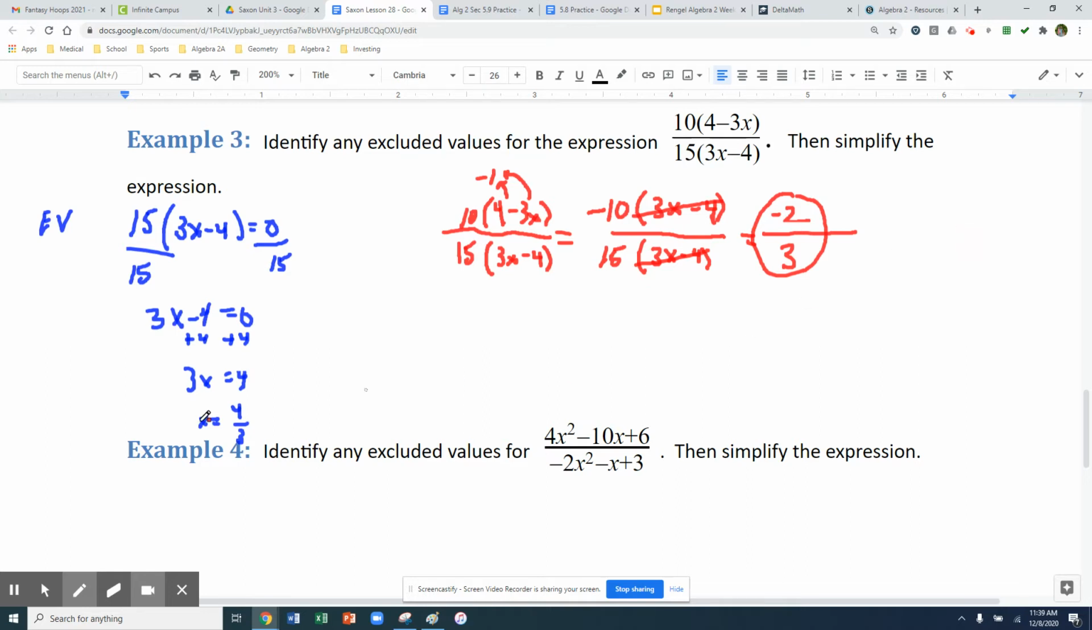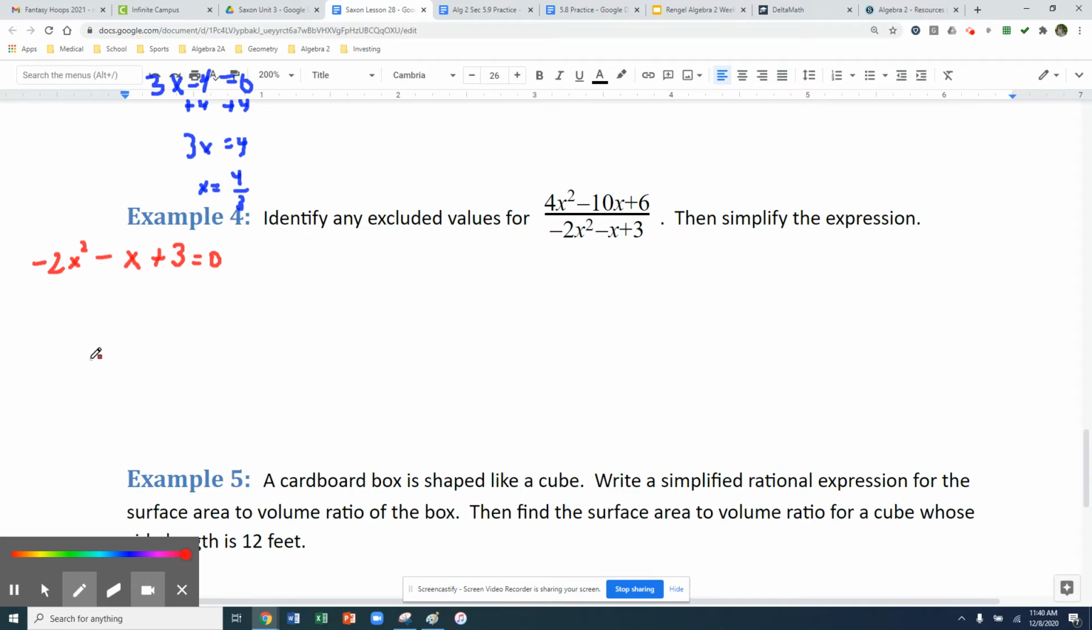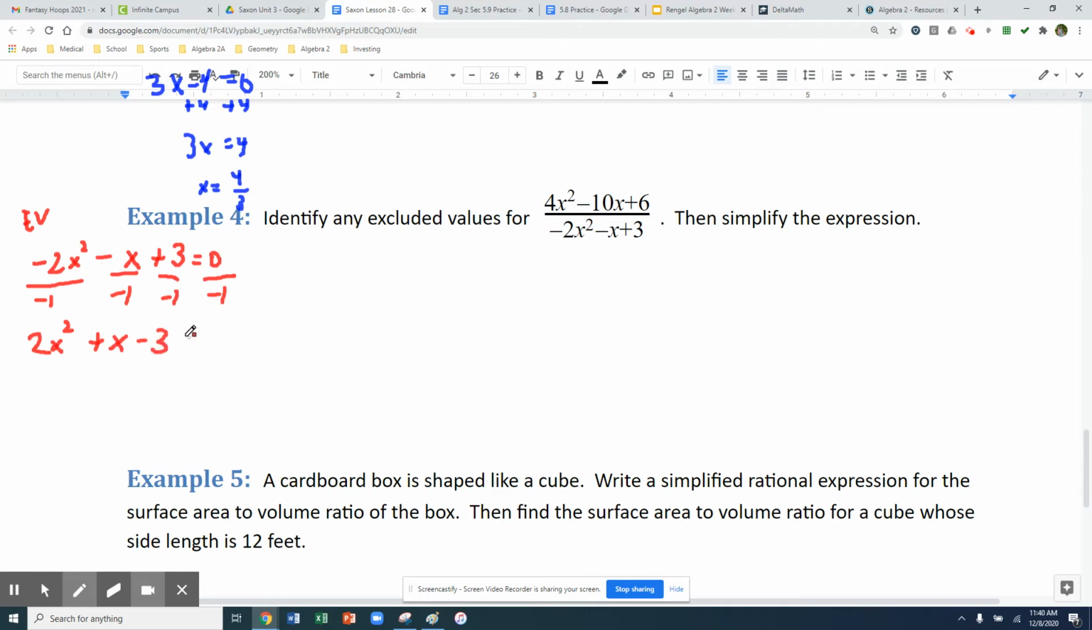In problem 4, we'll start by finding our excluded values, which I'm just going to represent with EV over here. We're going to take our denominator and set it equal to 0. Now here's a case like I was just talking about before: we want to make this leading term positive. So I'm going to start by dividing everything by negative 1 to make that leading term positive. So then I get 2x squared plus x minus 3 equals 0.